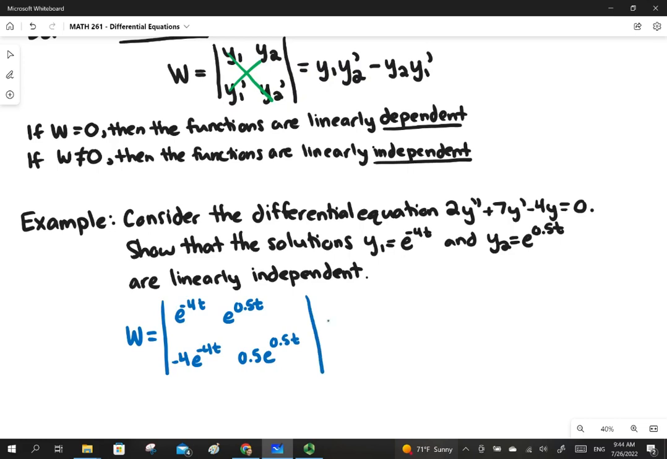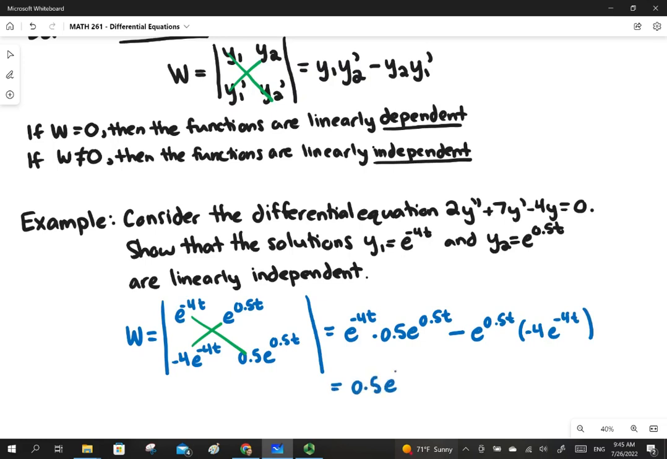We're going to take that determinant. So we do e to the negative 4t times 0.5 e to the 0.5t, and then subtract e to the 0.5t times negative 4 e to the negative 4t. That is equal to 0.5 e to the negative 3.5t when we add the exponents, minus a negative 4, so plus 4 e to the negative 3.5t, and then combine like terms, 4.5 e to the negative 3.5t. And that's not equal to 0, so they are linearly independent.